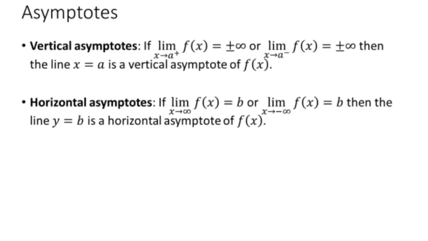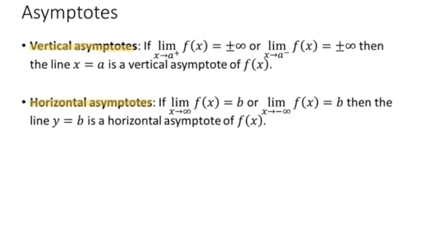Now we're going to turn our attention to asymptotes. We were introduced to asymptotes back in college algebra when we discussed exponential and logarithmic functions, and we revisit them in pre-calculus when discussing rational functions and trigonometric functions. There are two types of asymptotes we're going to discuss: vertical asymptotes and horizontal asymptotes.